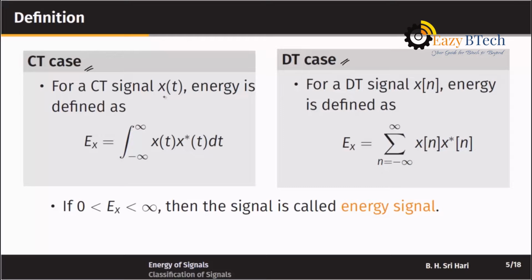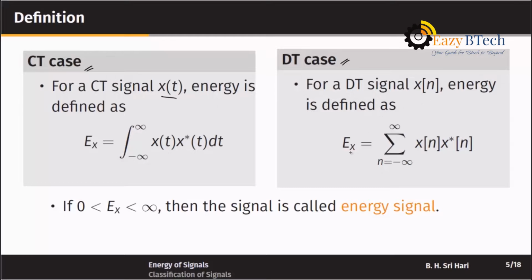For a continuous time signal x of t, energy is defined as Ex, which is the notation for energy, equal to the integral from minus infinity to infinity of x of t times the conjugate of x of t, dt. Note that here x of t can be complex, and that is the reason we take the conjugate of the signal. This is how we define the energy in the continuous time case. And even for the discrete time case, we follow the same rule.